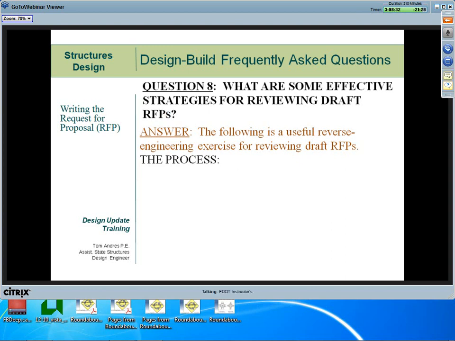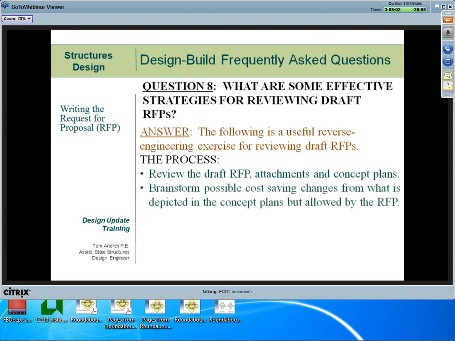Question number 8. What are some effective strategies for reviewing draft RFPs? When we are reviewing draft RFPs, we like to use a reverse engineering process. Here's how the process works. At about 90% draft stage, we form a small multidiscipline team. Prior to meeting, all the members review the draft RFP and the concept plans.